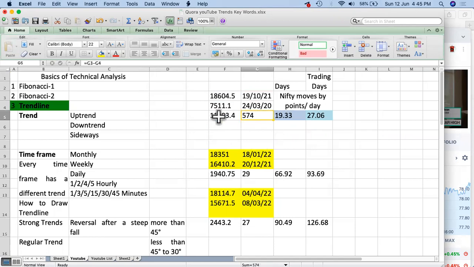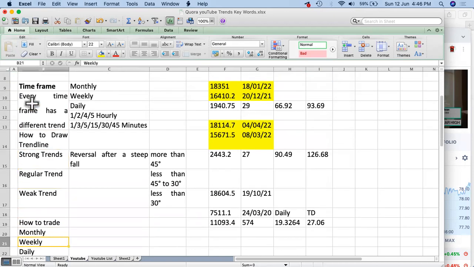Now, if we divide 11,100 points by the number of days, we get a figure of 19. So on an average, every day the market has been moving by 19 points. And if we consider that in number of trading days, because these are calendar days, not trading days, it comes down to an average of 25. So we can conclude that every day the market has been moving randomly by 20 to 27 points approximately. So that was regarding the trend line.